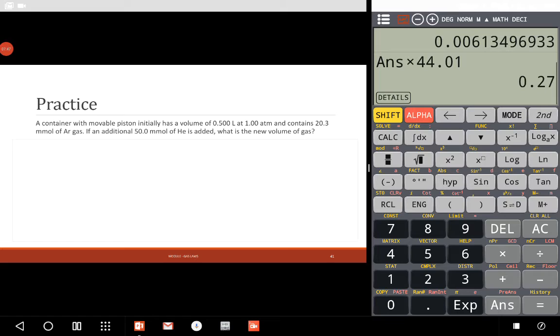Here is a practice problem for you. Go ahead and pause the video and try to work this out on your own, and then unpause the video when you're ready to check your answer.